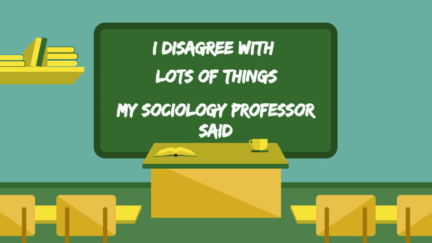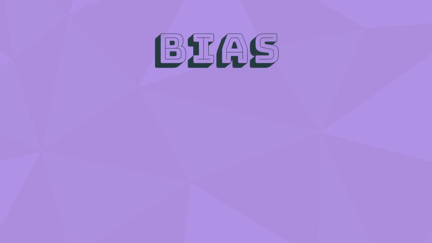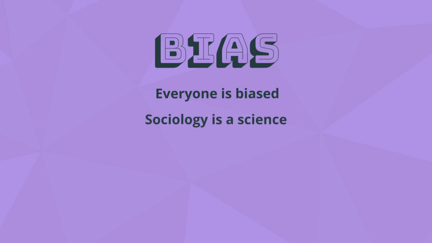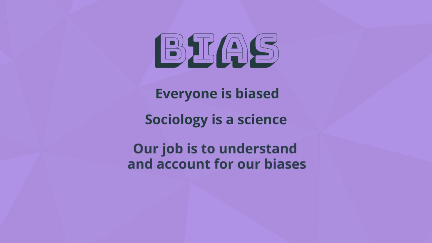First of all, bias. Is your sociology professor biased? Oh yes. In sociology, we believe everyone is biased. Sociology is a science, and while it is supposed to uncover the reality of how human societies work, the tool we use to uncover that reality, the human brain, is a flawed one. Our job then is to understand and then account for our biases, not to deny and ignore them.